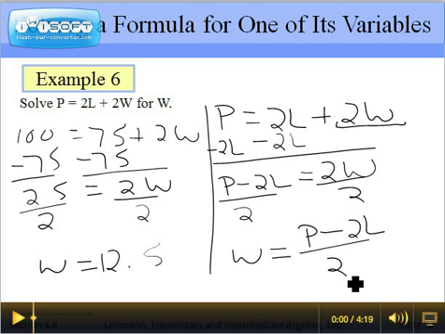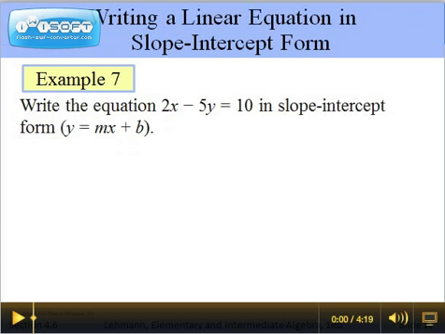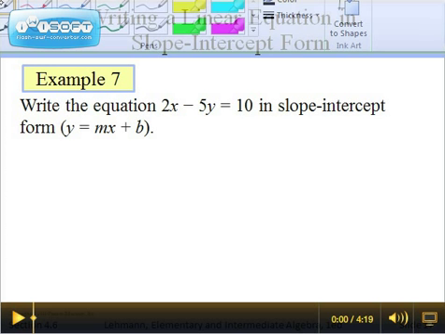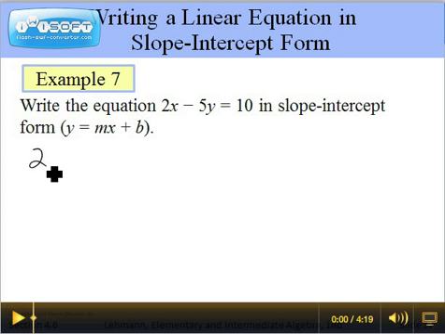So the equation 2x minus 5y equaling 10 is a formula because it is an equation that contains two or more variables. In example 7, we will solve this equation for y. So I want to write the equation 2x minus 5y equaling 10 in slope-intercept form, or in the form y equaling mx plus b. So I take 2x minus 5y equaling 10.